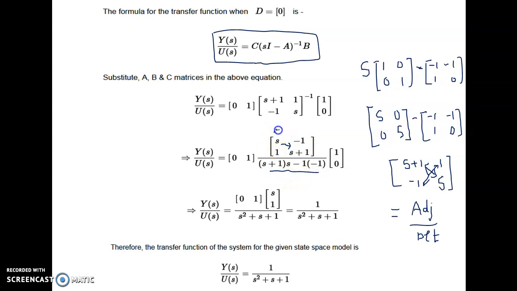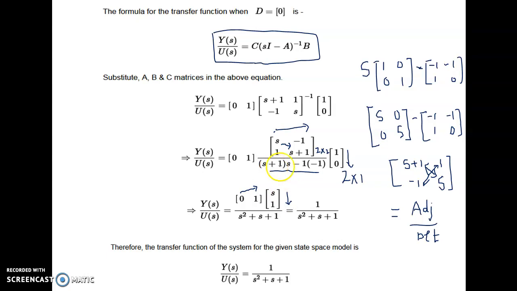Now you need to multiply this matrix with this matrix. So this matrix is a 2 by 2 matrix, and this one is 2 by 1. So the resultant matrix will be 2 by 1, multiply row into column. So s into 1 is s, minus 1 into 0 is 0. So here you will get s. 1 into 1 is 1 plus s plus 1 into 0, that will be 1. So similarly you multiply [0, 1] with [s; 1].